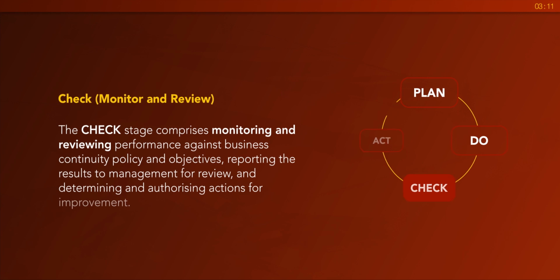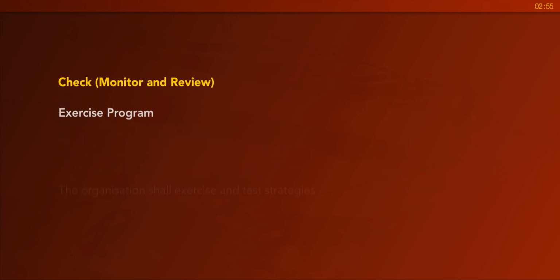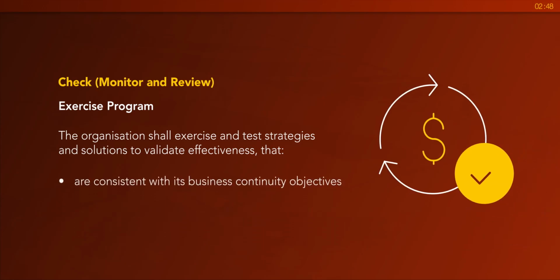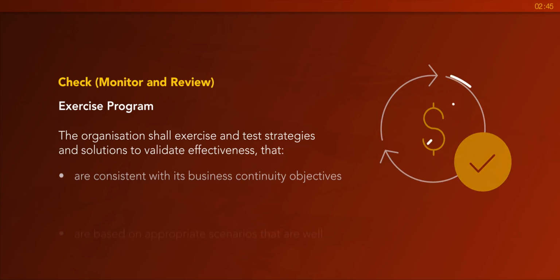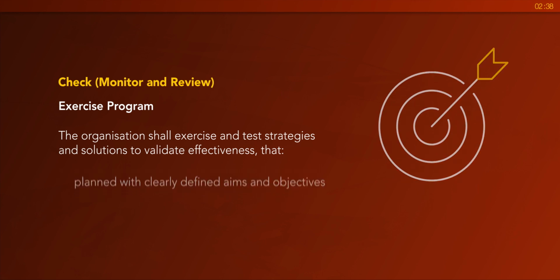Check, or monitor and review. The check stage comprises monitoring and reviewing performance against business continuity policy and objectives, reporting the results to management for review, and determining and authorising actions for improvement. Exercise program: the organisation shall exercise and test strategies and solutions to validate effectiveness that are consistent with its business continuity objectives, are based on appropriate scenarios that are well planned with clearly defined aims and objectives.